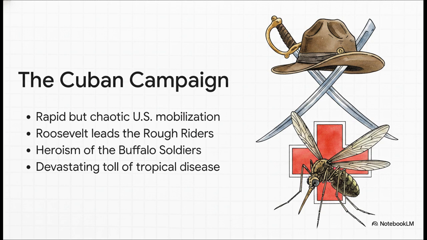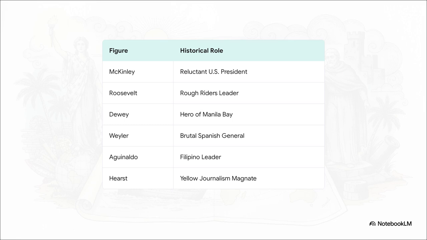Spanish bullets ever did. Now, what's really interesting here is the sheer concentration of historical heavyweights all involved in this tiny little window of time. You've got McKinley reluctantly leading the charge, Theodore Roosevelt essentially using San Juan Hill as a springboard to his future presidency, Dewey as the ultimate naval hero, Weyler as the face of Spanish brutality, Aguinaldo fighting for his nation's freedom, and Hearst behind the scenes pulling the strings of public perception. This single short conflict acted as a massive historical crossroads for all these huge figures.